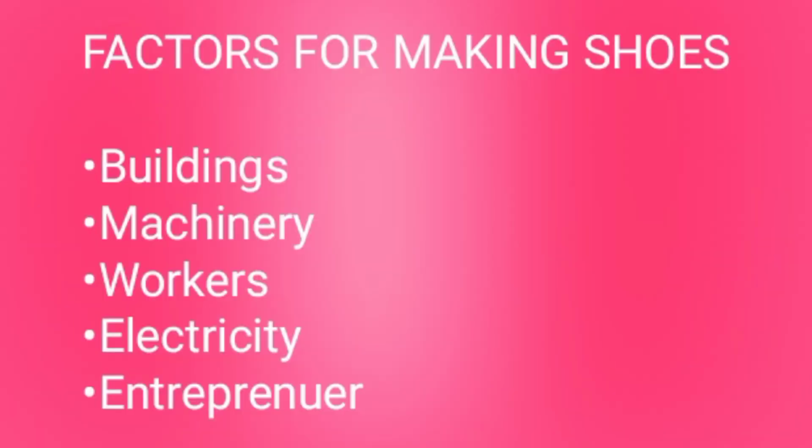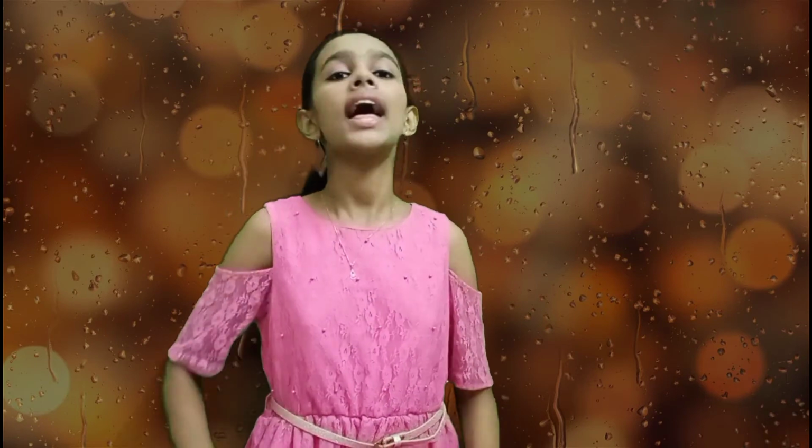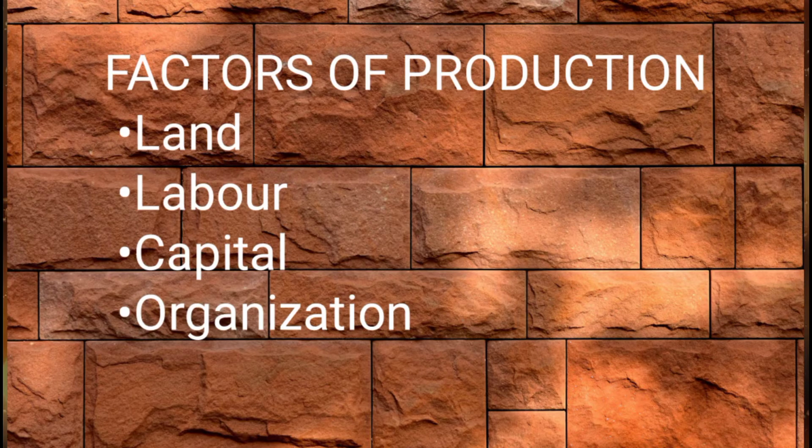Then is electricity. The electricity is needed for a machine to work. Then is entrepreneur. An entrepreneur is needed as there must be a leader or an owner who looks after all these production processes and all the things involved here. These are the factors of production. The factors of production are classified into 4. They are land, capital, labor and organization.